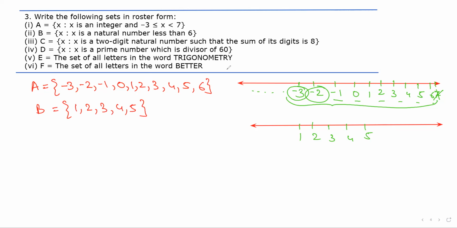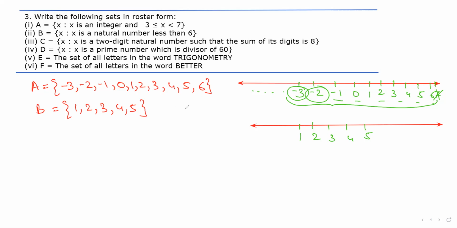Next, C is a set of all x such that x is a 2-digit natural number such that the sum of its digits is 8. So a 2-digit natural number whose sum of digits is 8.